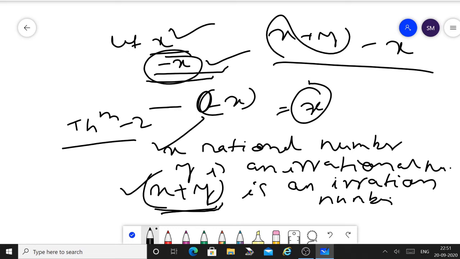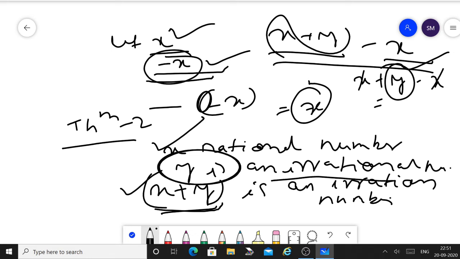The subtraction of a rational number is also a rational number. If x plus y is a rational number and x is a rational number, x plus y minus x must be a rational number. But here what we get? x plus y minus x, x cancels, y is a rational number. But what have we taken? We have taken y is an irrational number. This contradicts our assumption. This means the sum of a rational and an irrational number is an irrational number.